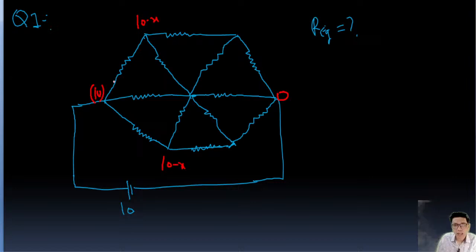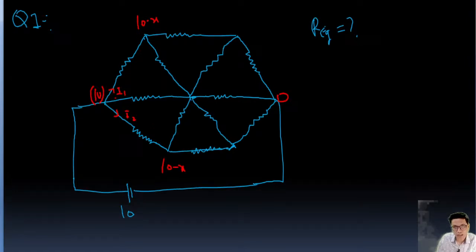The current here is I1. By symmetry of this circuit, this current is also going to be I1. Let's say this current is I2. If this is 10 minus x and this is 10 minus x, all these resistances are R, which is given. We have to find the equivalent resistance for this circuit.